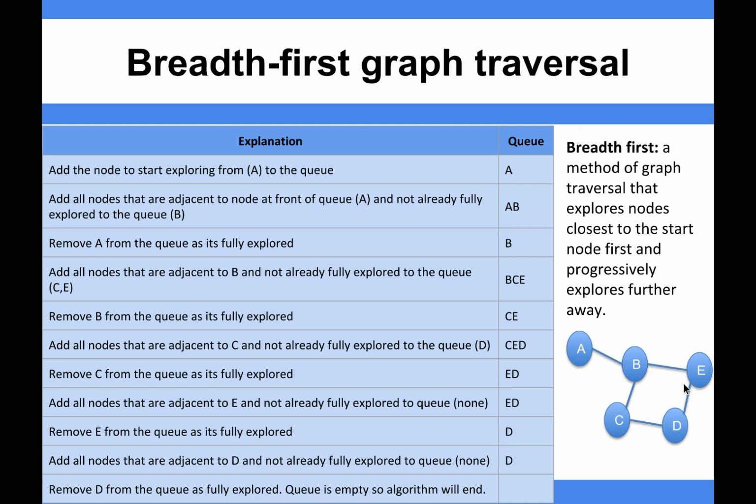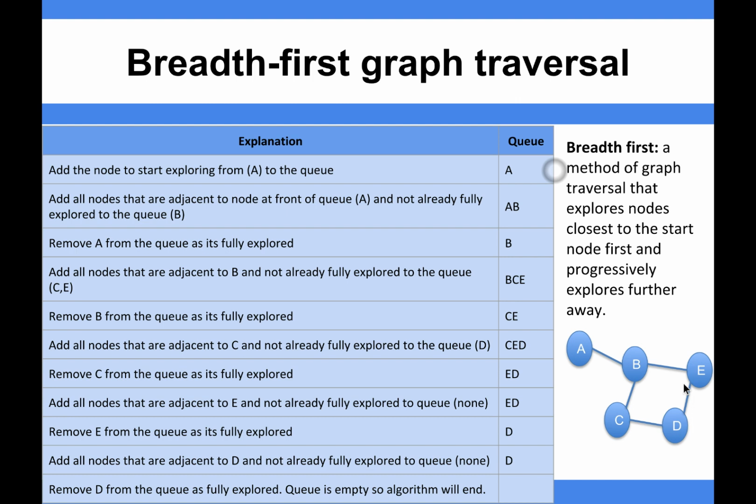Okay, breadth first graph traversal. So the two graph traversals you want to be aware of, this is one of them. Breadth first is a method of graph traversal that explores nodes closest to the start node first, and then progressively explores further away. It's going to start at the start node and explore the ones joining to that, and then progressively the ones joining to the next one, and then the ones joining to the next ones, etc., until you get to your destination.